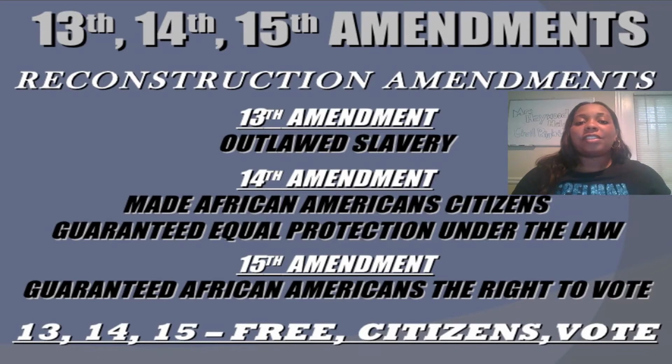Before the start of the Civil Rights Movement, we have the 13th, 14th, and 15th Amendments that were ratified into the Constitution. These were also known as the Reconstruction Amendments. The 13th Amendment outlawed slavery. This meant that slavery was no longer legal in the United States. The 14th Amendment made African Americans citizens. This guaranteed us equal protection under the law. The 15th Amendment guaranteed African Americans the right to vote.